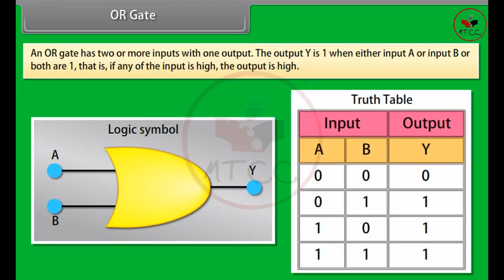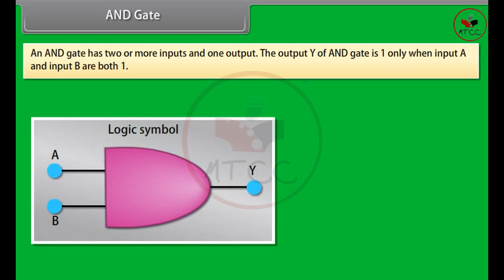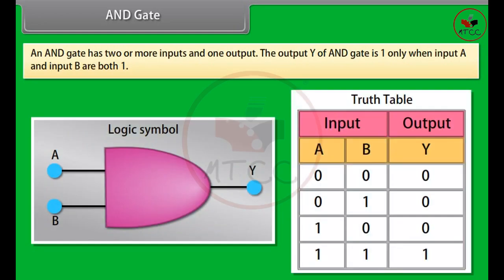OR gate. An OR gate has two or more inputs with one output. The output Y is 1 when either input A or input B or both are 1. That is, if any of the inputs is high, the output is high. AND gate. An AND gate has two or more inputs and one output. The output Y of an AND gate is 1 only when input A and input B are both 1.